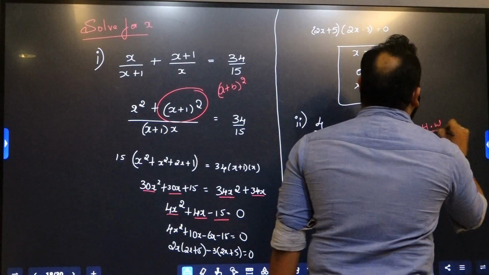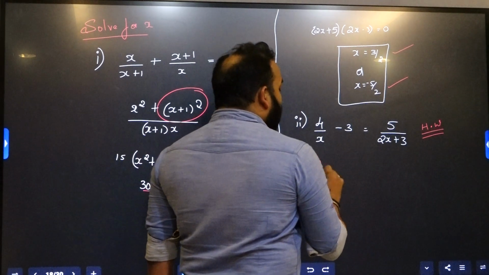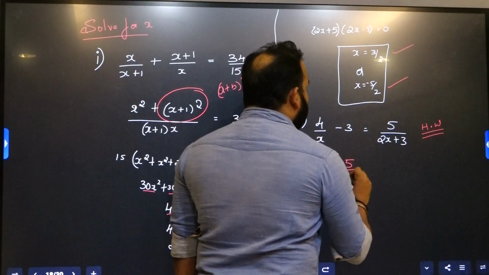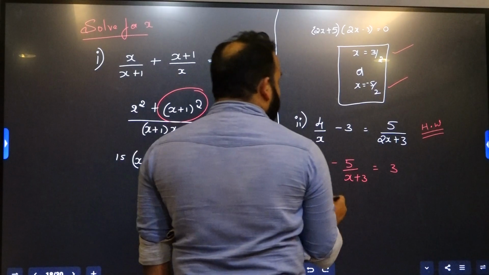Try this, a similar question. Here also you do the same thing. I'll just tell you a trick. I want you people to solve and let me know in the comment section whether you have got the answer for this. Same logic, children. There is no difference. Take LCM, then you can solve.